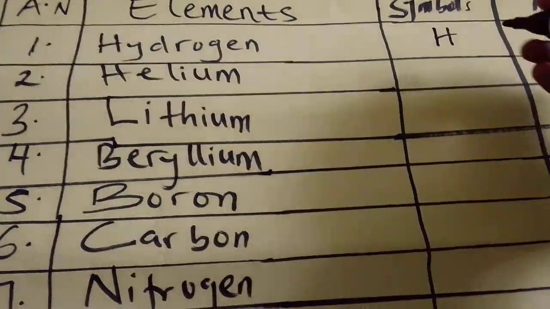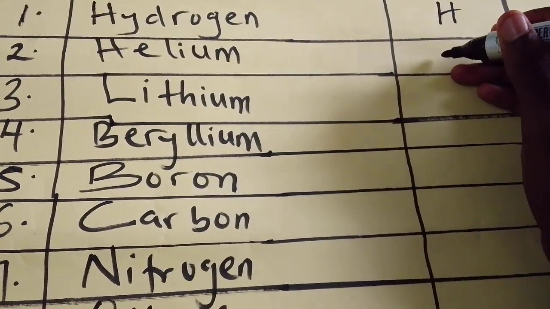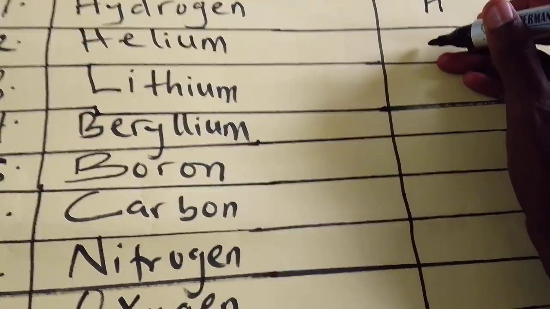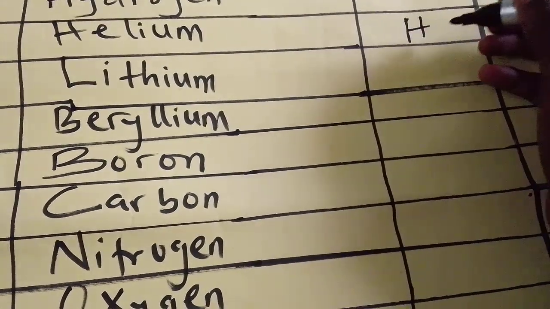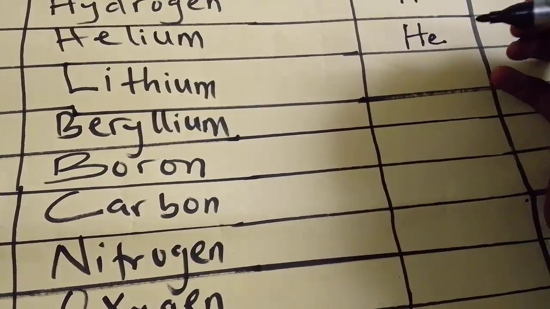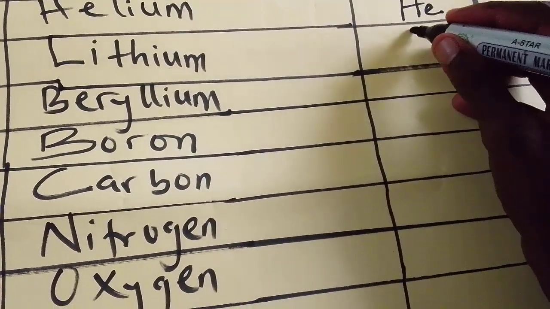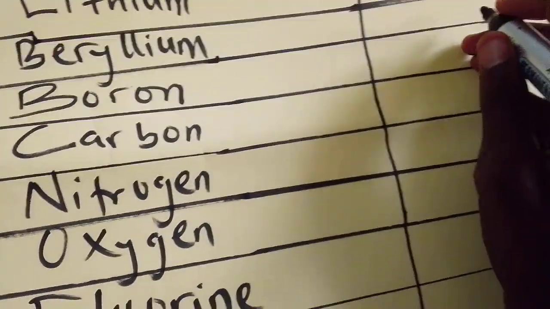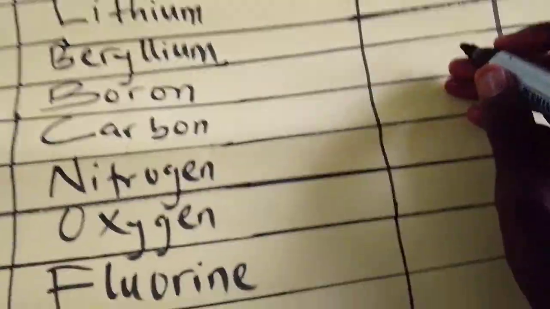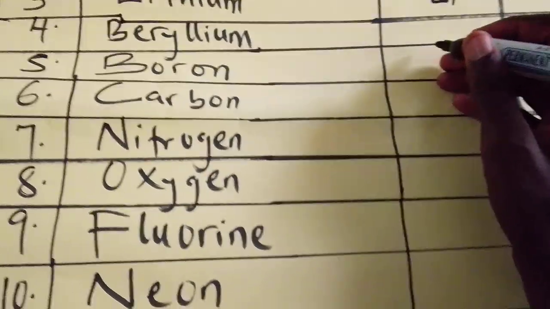Now, the number 2 element is helium, and the first letter is H, and also according to the rule, no two elements will have the same symbol. So if that is the case, capital H and small letter e is used as the symbol of helium. Then lithium as well, the first letter, and also i. As you can see, it's very easy to remember the symbols. The moment you memorize the elements, you don't have to bother yourself about symbols.